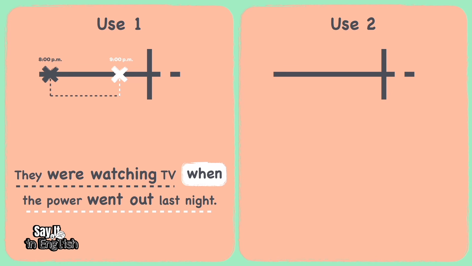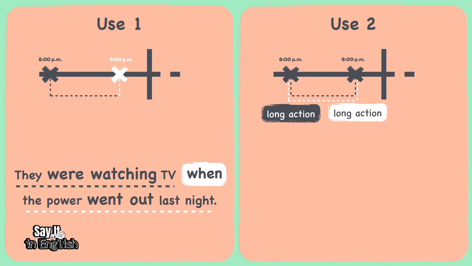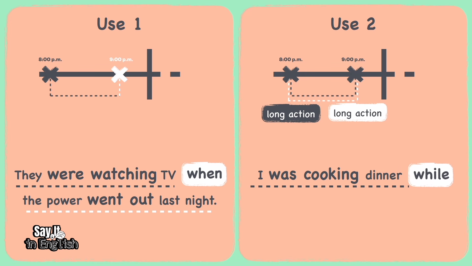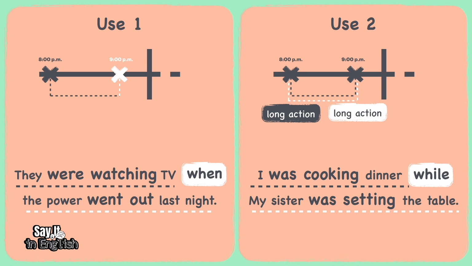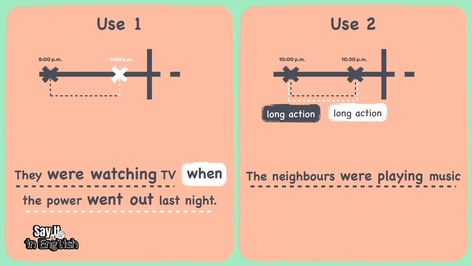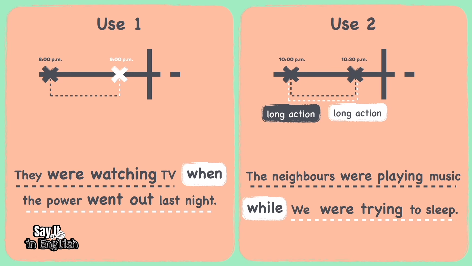We also use the past progressive to show two long actions happening at the same time in the past. The word while is often used to link these two actions. I was cooking dinner while my sister was setting the table. The neighbors were playing music while we were trying to sleep.